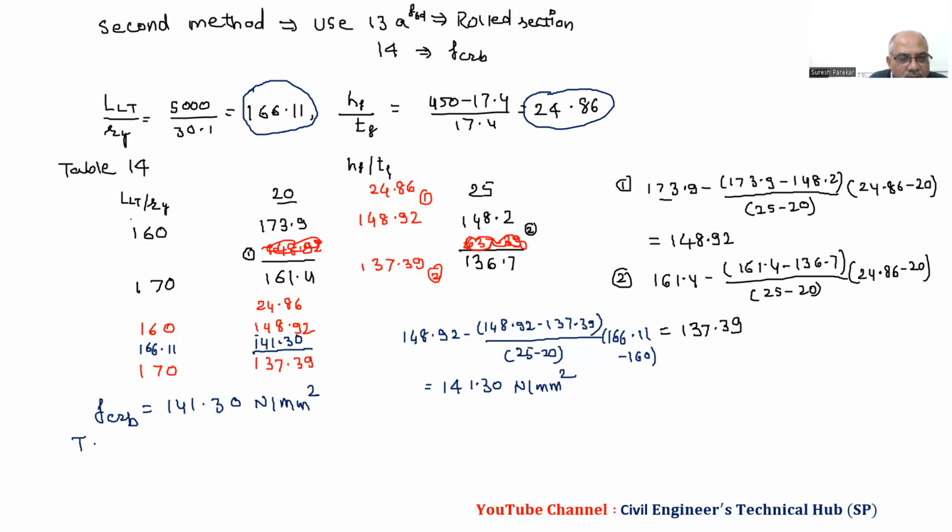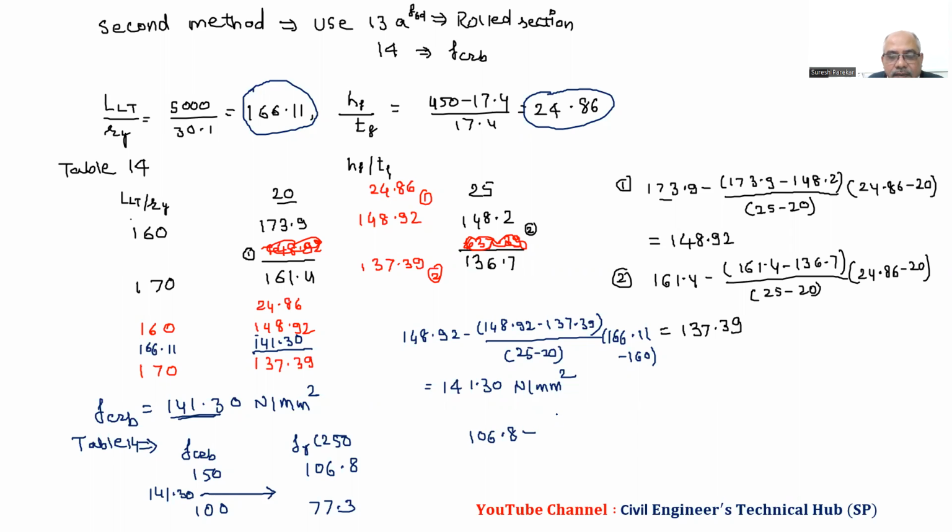Now using table 14, we will calculate FBD. In this table we have FCRB, and for FY 250 the value of FBD. For FCRB we have 150 and 100, and the values against these are 106.8 and 77.3. And we are interested in calculating the value for 141.30.